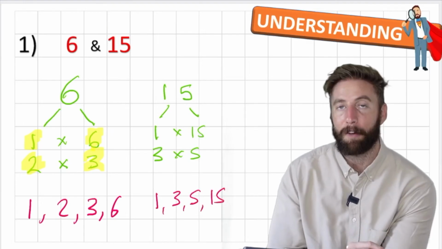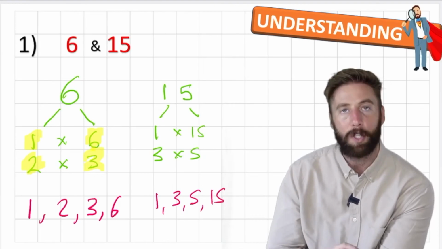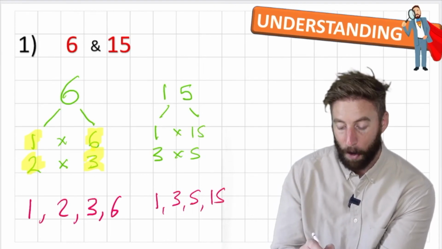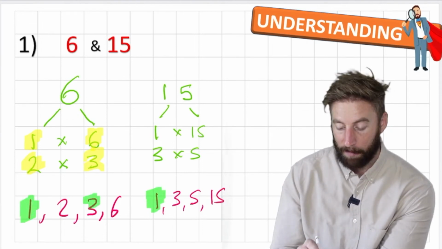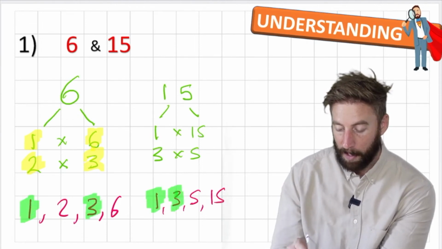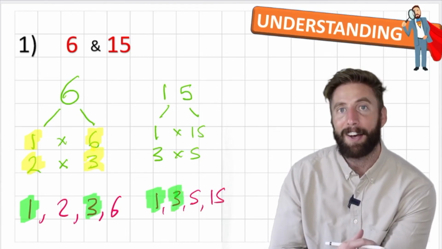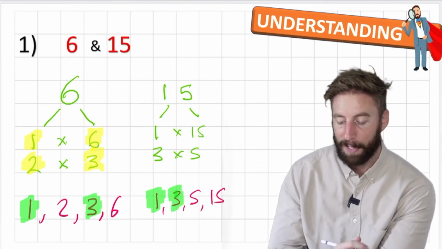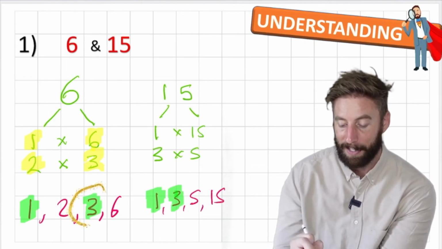Okay, so now that I found my factors, now I need to look at my next word, the common factors, and let's see which of those are the same. Well, in both of these I have a 1. In both of these I have a 3. And that's it. Okay, so I've found my common factors. And lastly, I'm looking for my highest common factor. So my highest common factor in this case is 3.